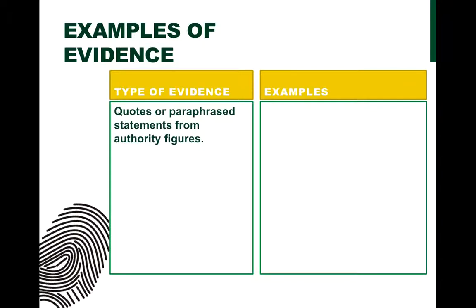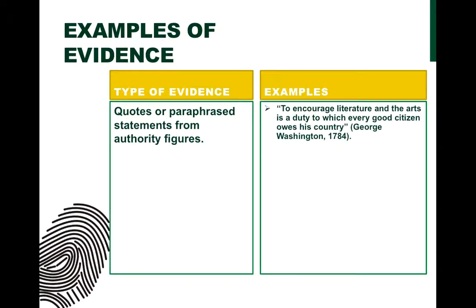Some specific examples of evidence for a quote or paraphrase would be something like this quote from George Washington, when he said, "To encourage literature and the arts is a duty to which every good citizen owes his country." So because George Washington is a well-known figure, this can be a helpful citation to include as an example to support your ideas.